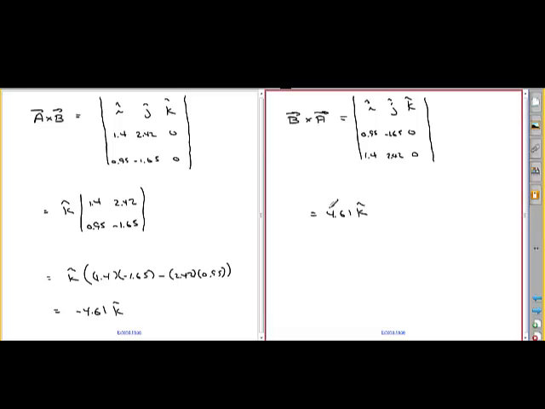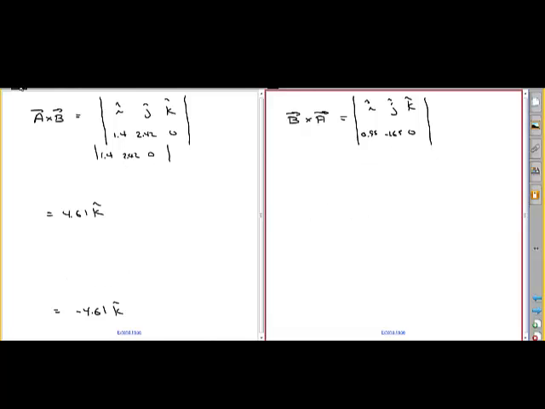So I'm just checking the answer here. Actually, that one's not in the back of the book, so you just have to believe me that I did it right.